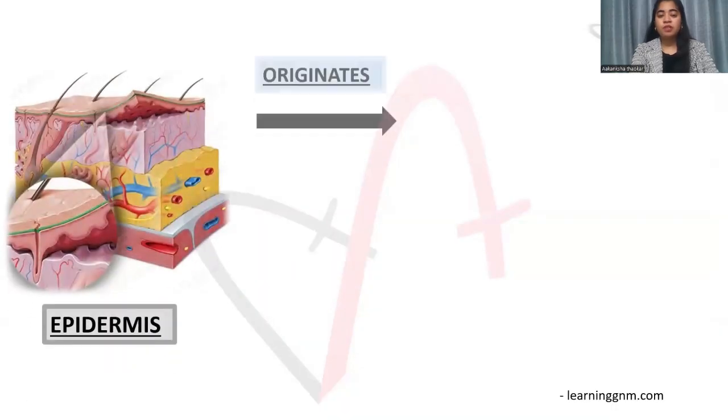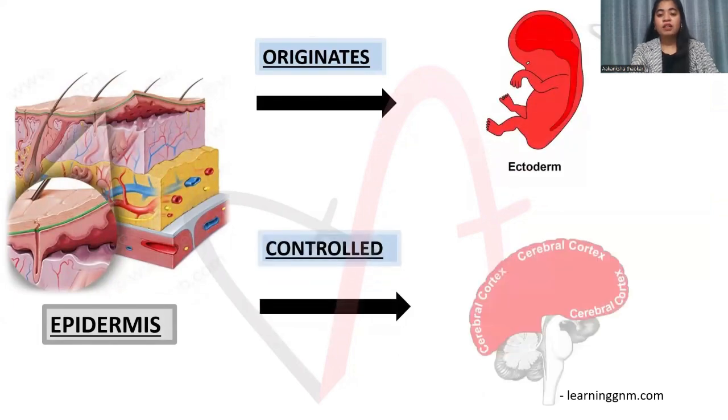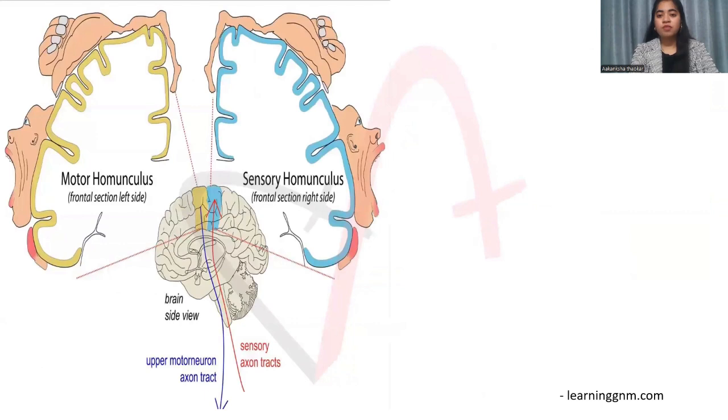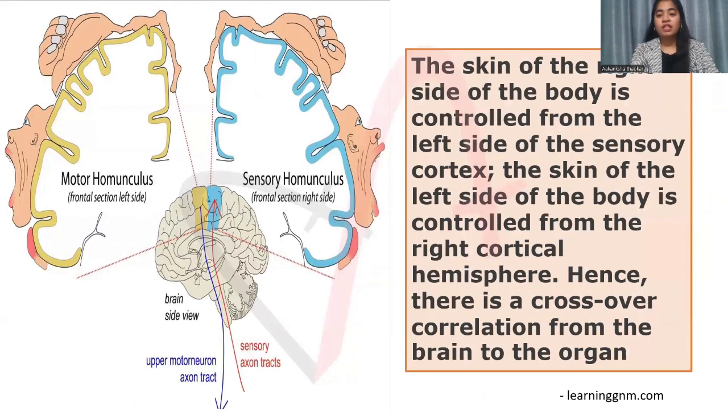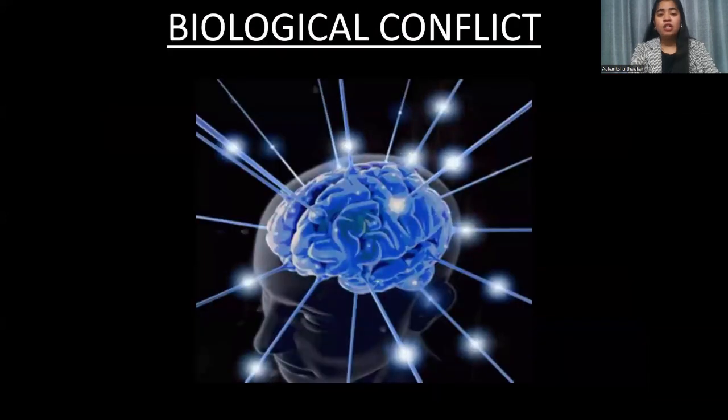So the epidermis originates from the ectoderm and it is controlled by the cerebral cortex. The skin of the right side of the body is controlled from the left side of the sensory cortex, and the skin of the left side of the body is controlled from the right cortical hemisphere. Hence, there is a crossover correlation from brain to organ. So, in skin diseases, we apply the principle of laterality.